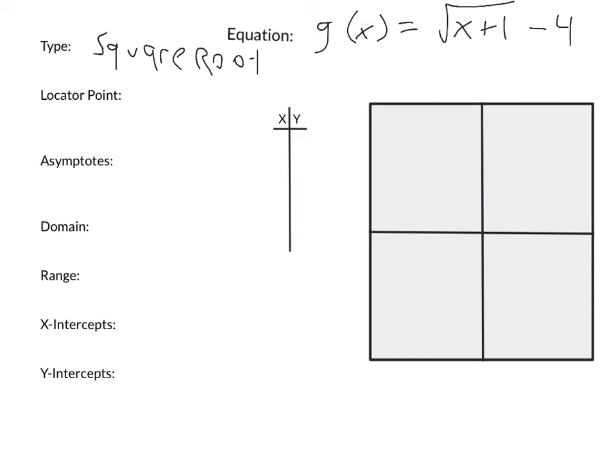Alright, so now for a locator point. Our locator point is found with the h, comma k. So I can put my locator point as -1, -4. You have to remember that it switches the h value.